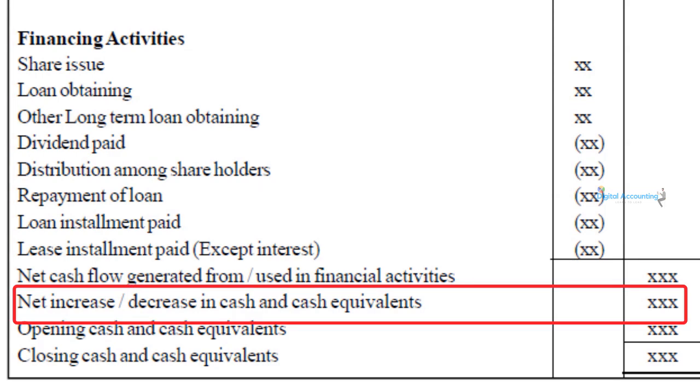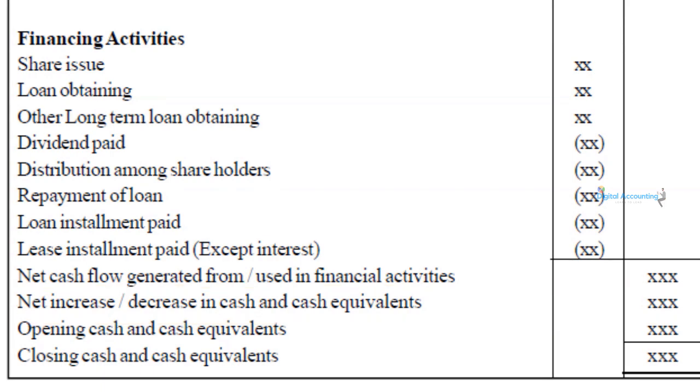Net increase or decrease in cash and cash equivalent is the overall increase, or it might be decrease, in cash and cash equivalents during the year. This can be calculated by comparing the level of cash and cash equivalents included in the statement of financial position at the start and the end of the accounting period.